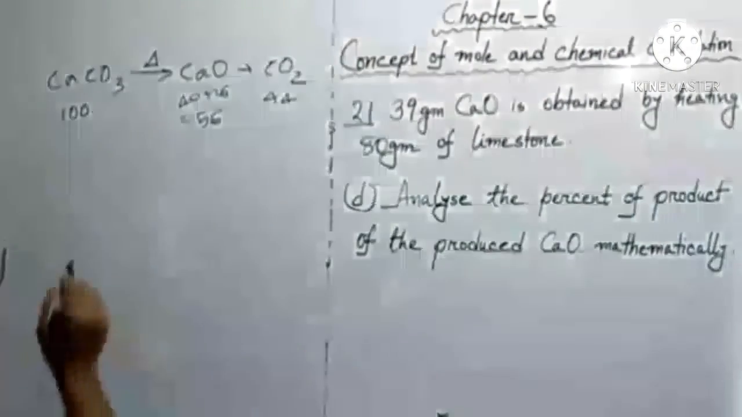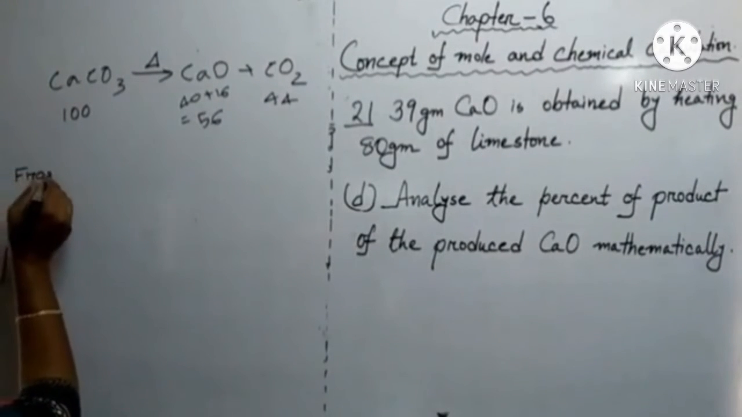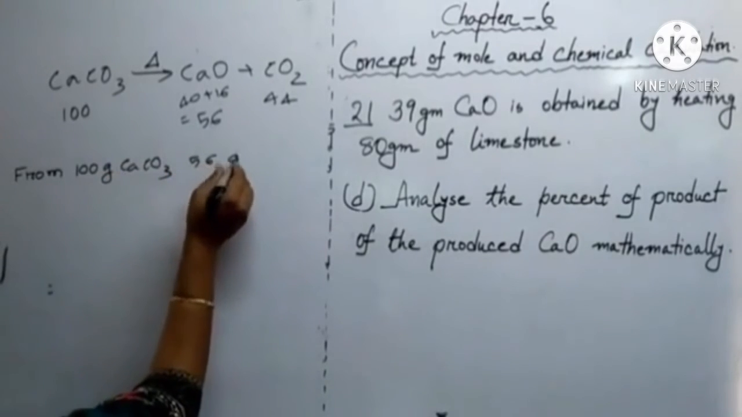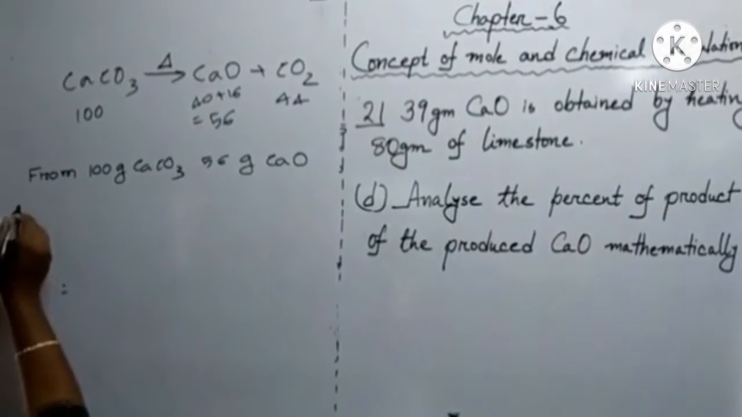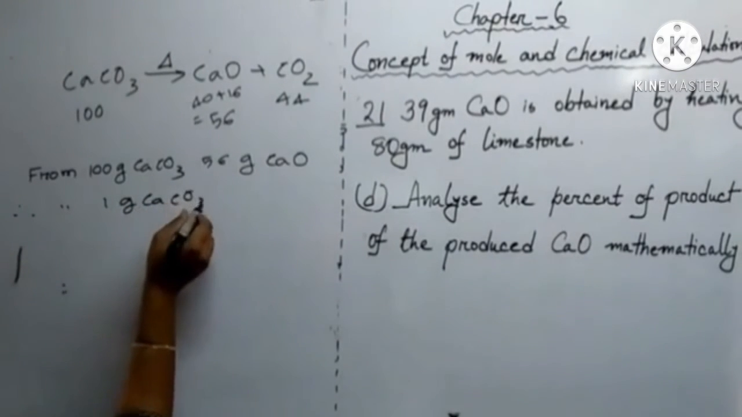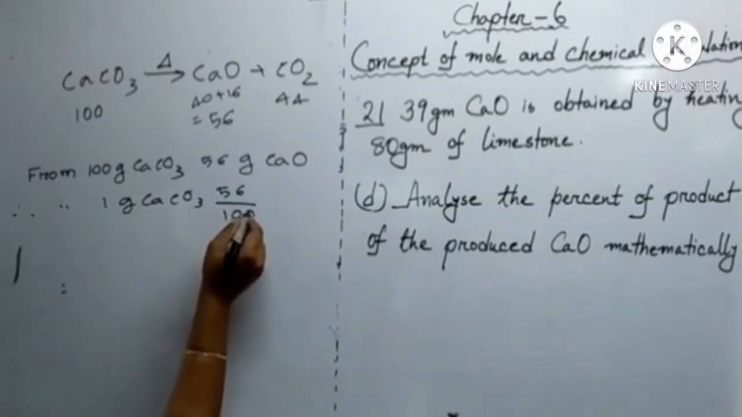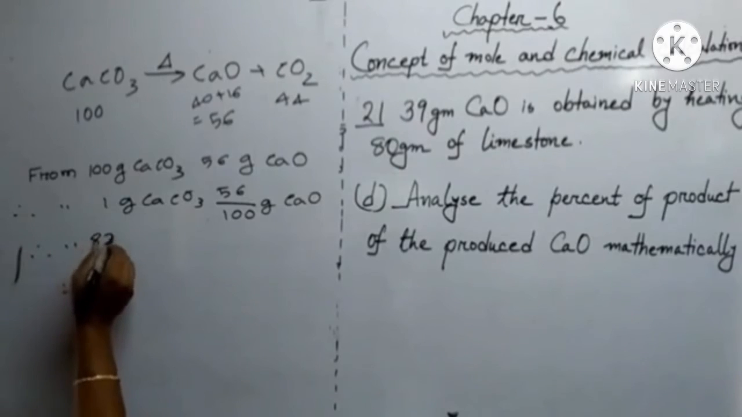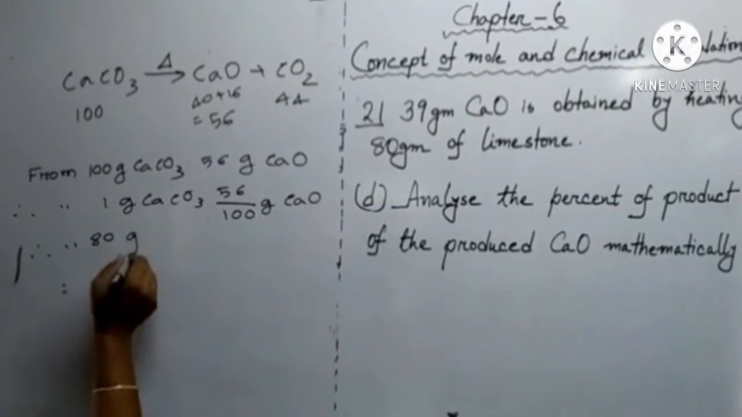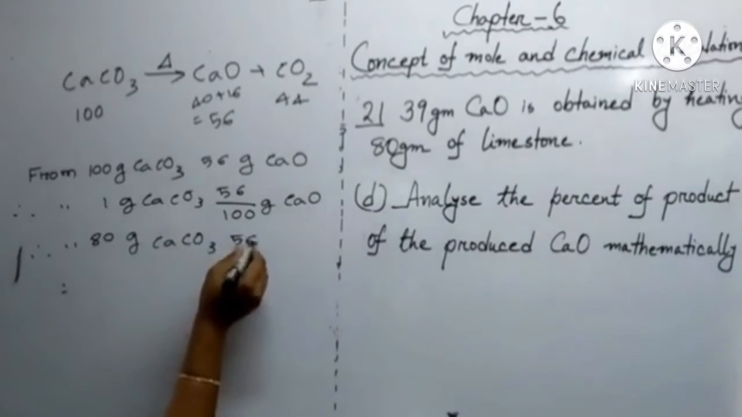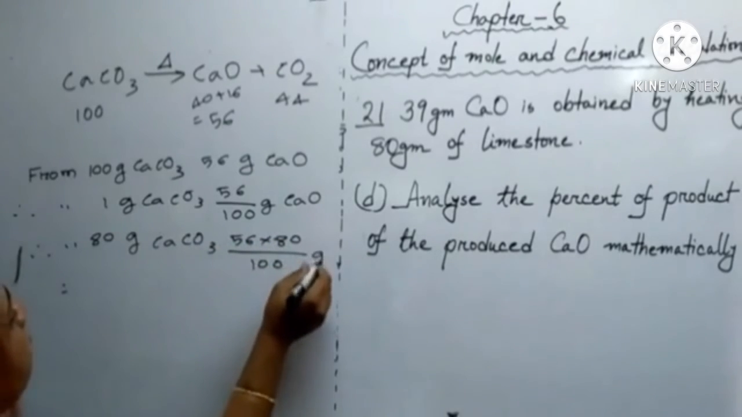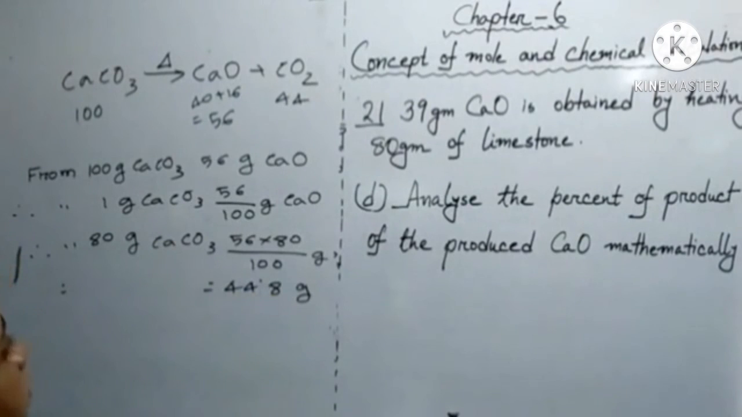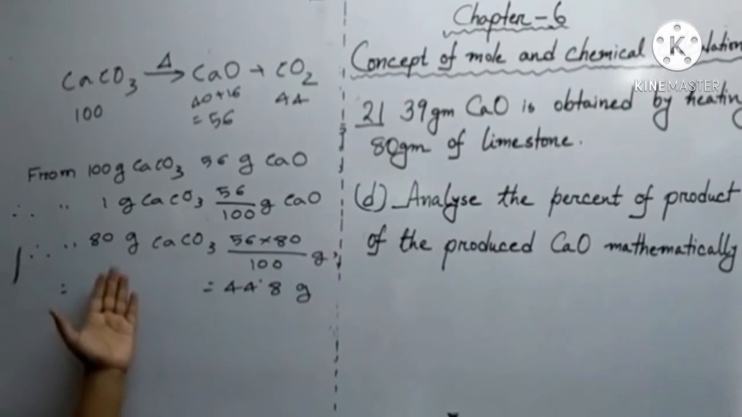Now, we can say that from 100 gram calcium carbonate, 56 gram calcium oxide can be obtained. Therefore, from 1 gram calcium carbonate, 56 divided by 100 gram calcium oxide can be obtained. Therefore, from 80 gram limestone, given in the stem, 56 into 80 divided by 100 gram calcium oxide is equal to 44.8 gram. That means theoretically we are supposed to get 44.8 gram calcium oxide from 80 gram calcium carbonate.